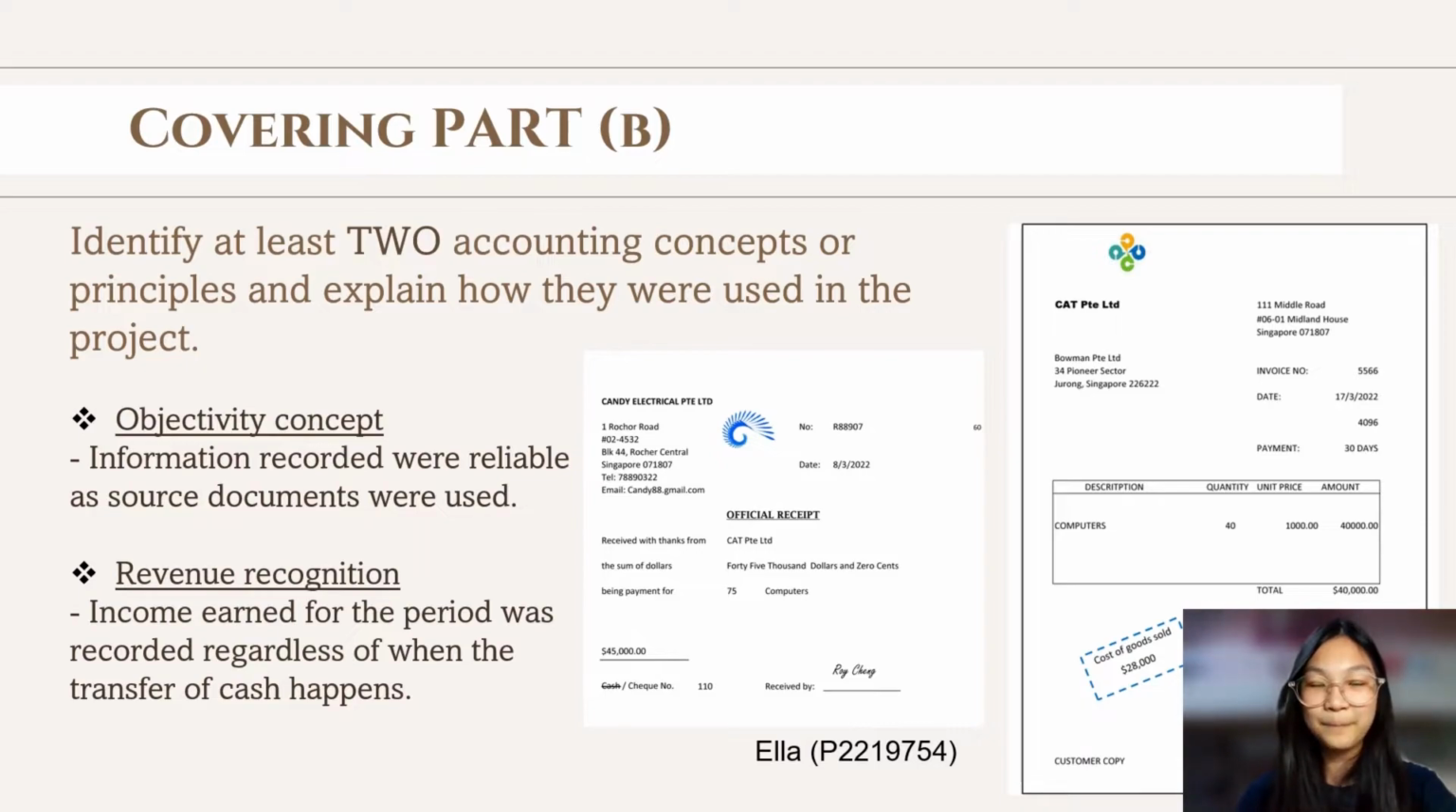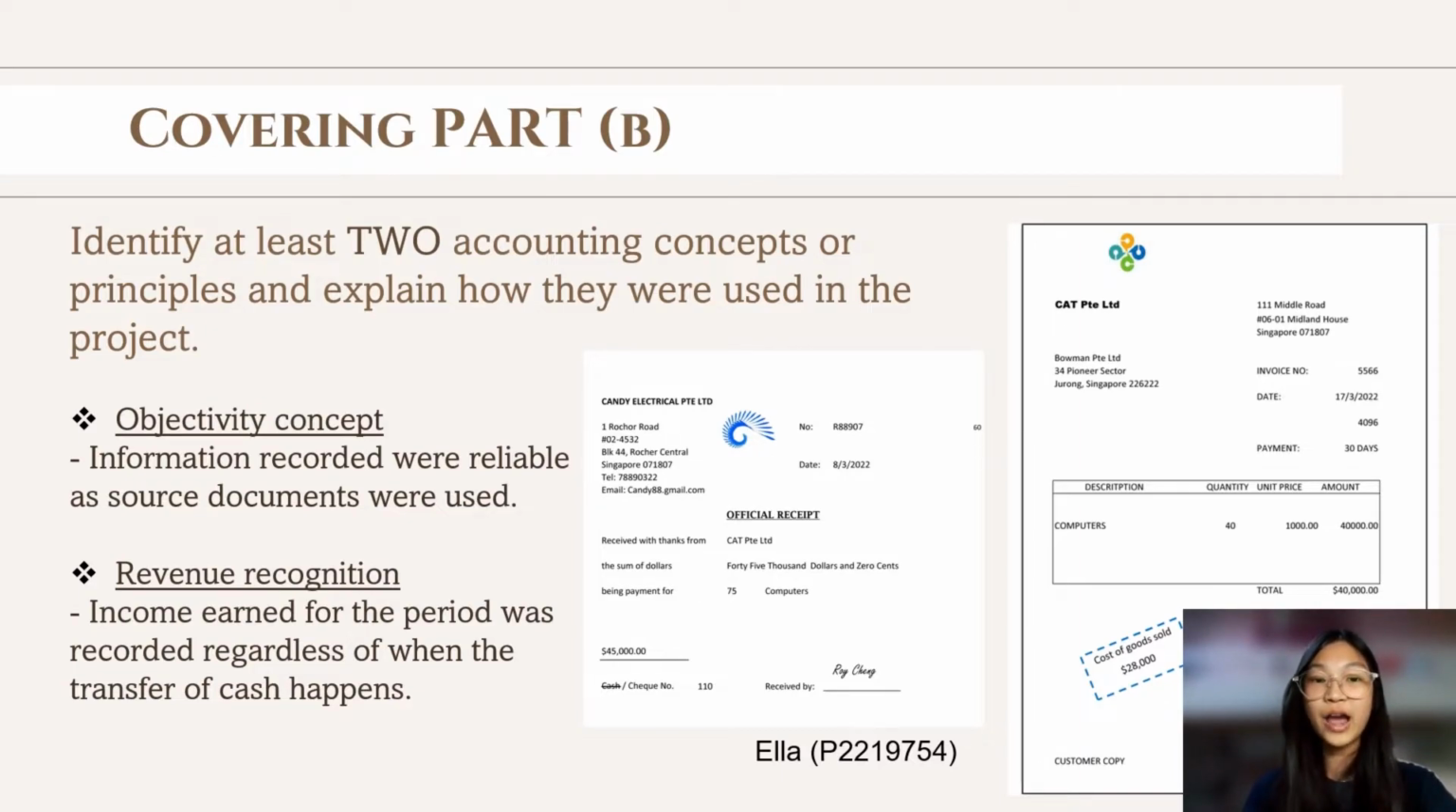One example of the source document is shown in the picture on the left side. This way, the information recorded is accurate as it was supported by reliable and verifiable evidence, which will make the financial statements unbiased. Now, the second concept that I have recognized is the revenue recognition concept. I had actually recorded sales revenue or income when CAT Private Limited had sold inventory or provided services to customers, whether they had made payment or whether they are an accounts receivable.